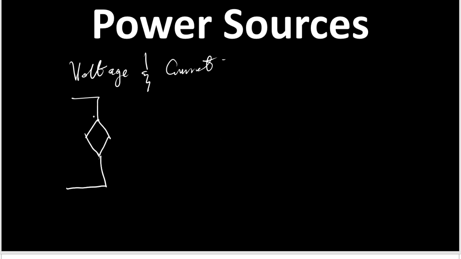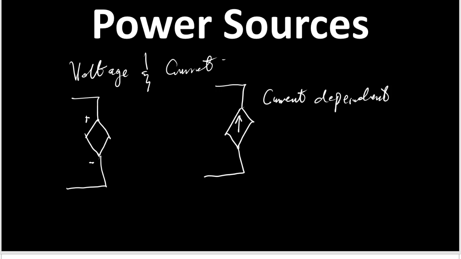Now, if I have a symbol like this, and I have my plus and minus sign across it, it tells me that I have a voltage source that is dependent. Now, if I have the same symbol this way in my circuit, I have an arrow in it. This tells me I have a current dependent power source. Here is a current dependent power source, and here also is a voltage dependent power source.